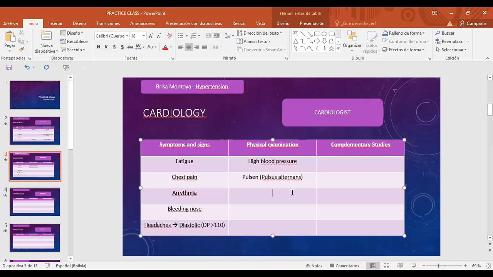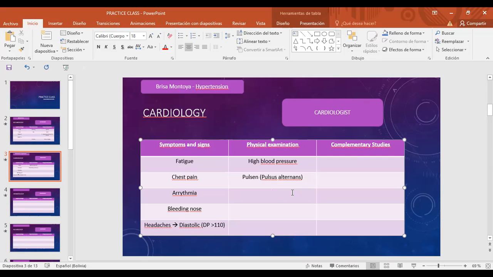Anything else about physical examination? I don't think so, because the main thing is that you have to ask about his clinic history.